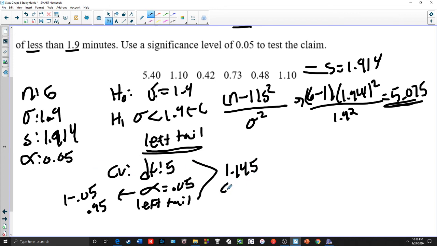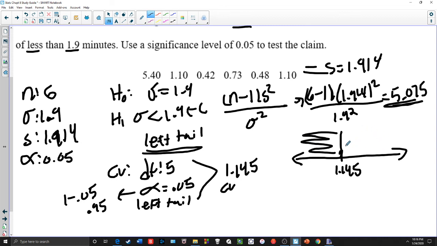So that's my CV. And now we can finally get to comparing. I'm just going to draw a number line here because I need to figure out whether I'm going to fail to reject or reject. So you plot your CV first. So I'll put 1.145 right here. Draw a line up. It's a left tail test, so I'm going to shade to the left. So shaded region, rejection zone. Non-shaded region, fail to reject zone.